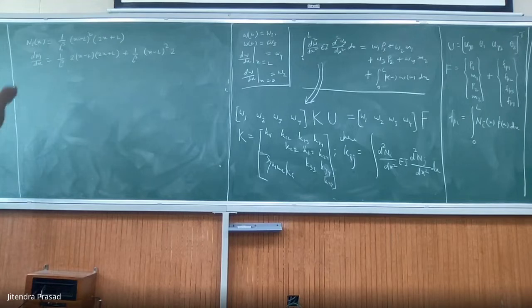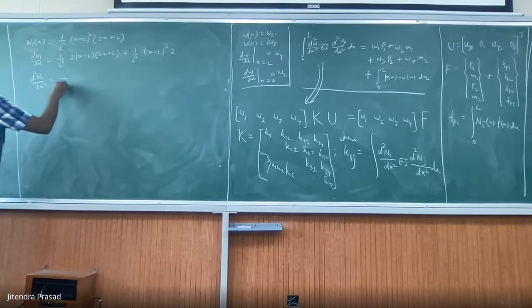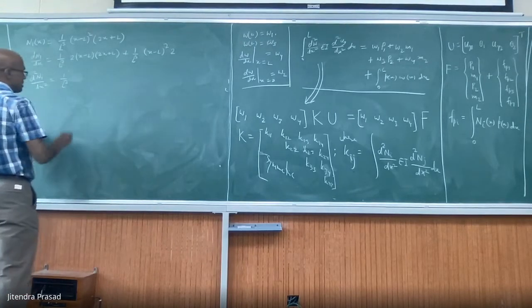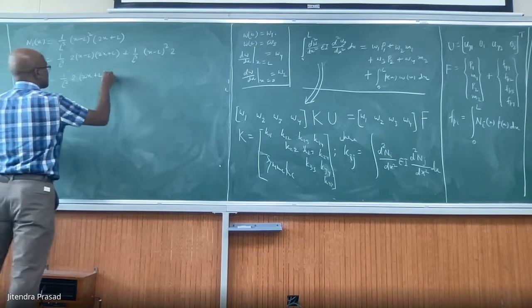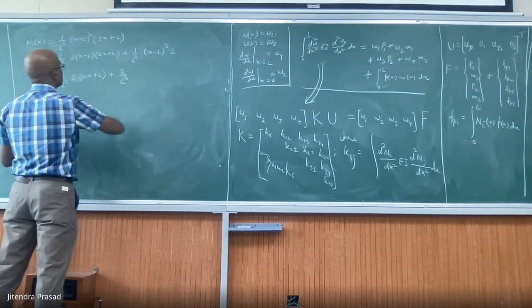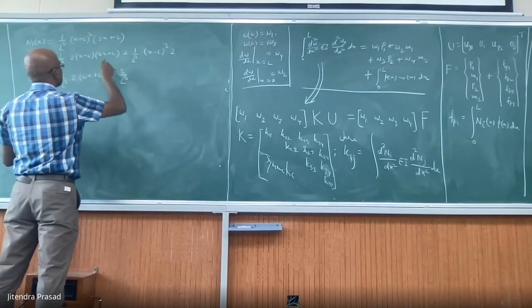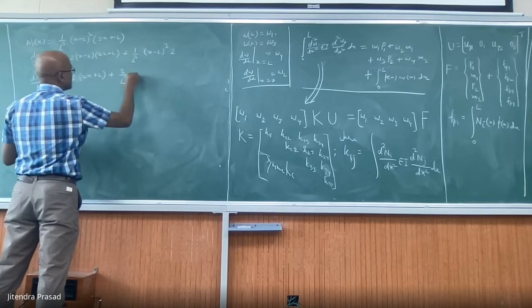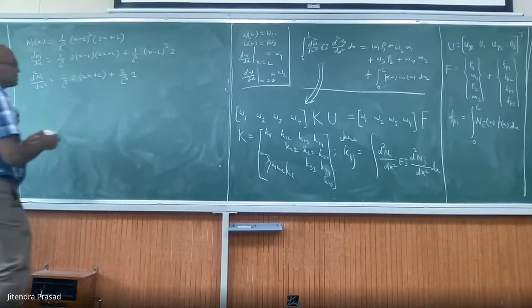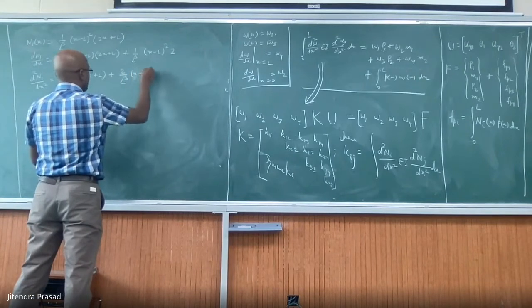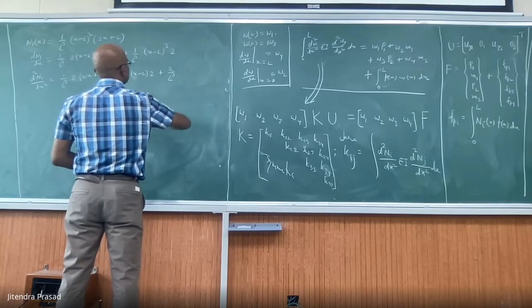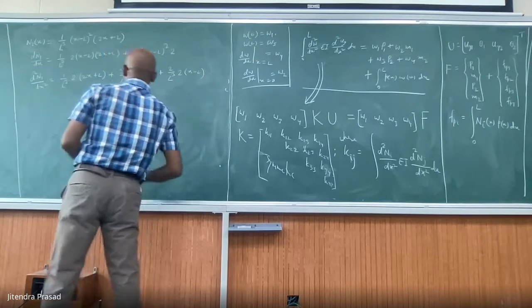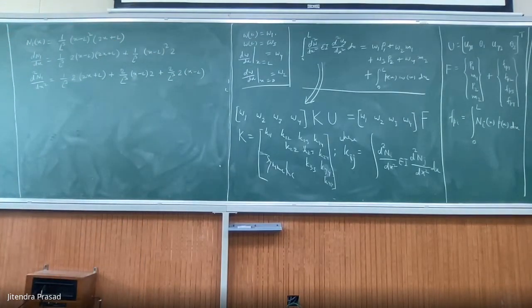Right? Okay, now d square N1 over dx square is equal to 1 over L cube, then you have 2 times (2x plus L), plus 2 over L cube times (x minus L) times 2, plus 2 over L cube times 2 (x minus L). Right? Okay, so you get a linear expression.